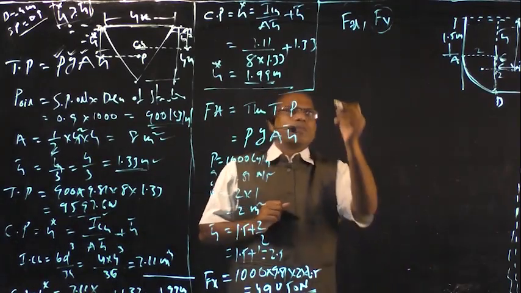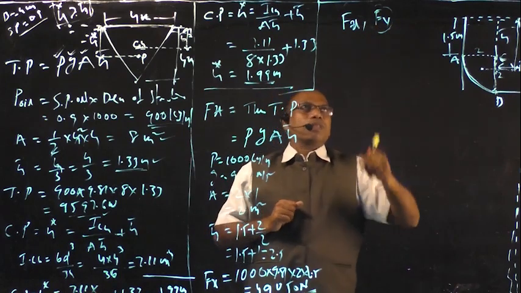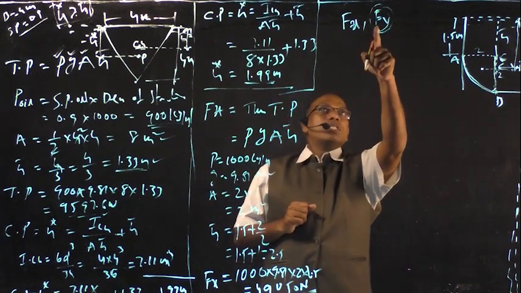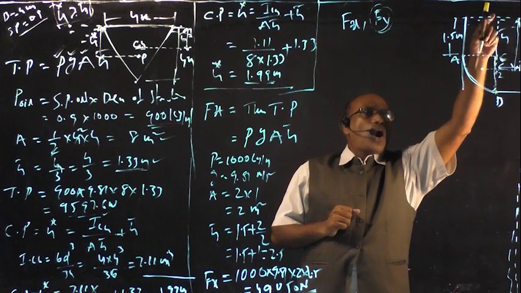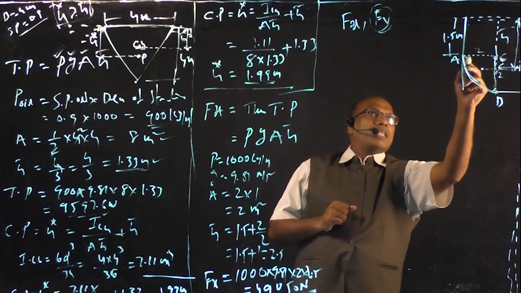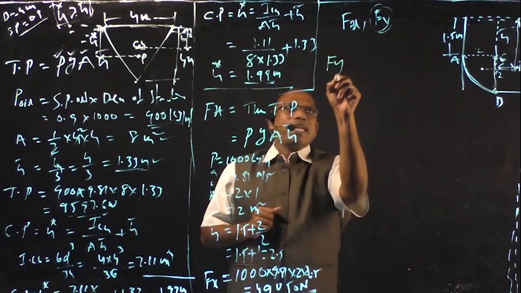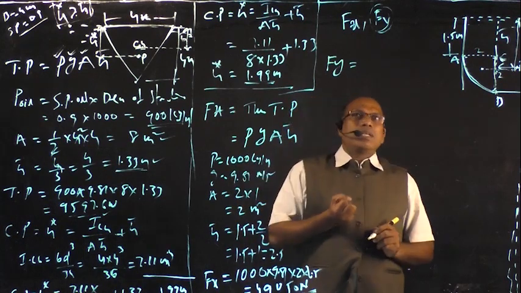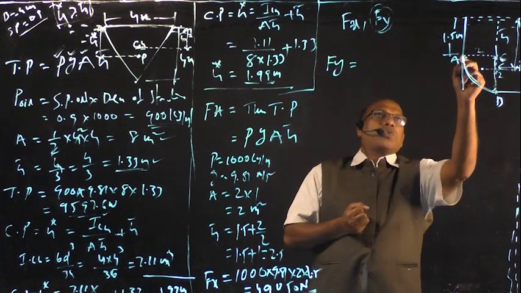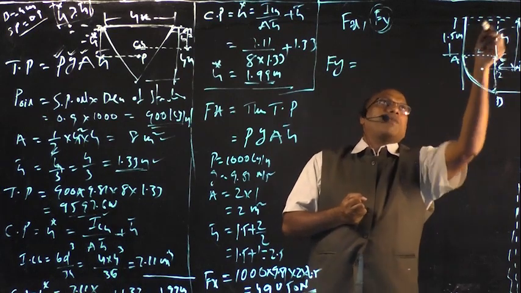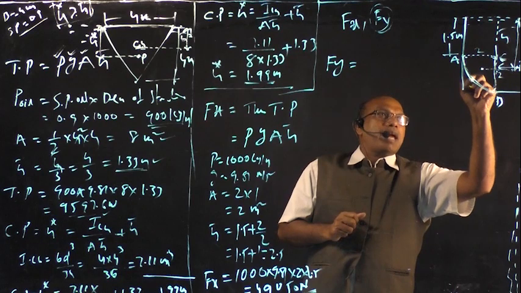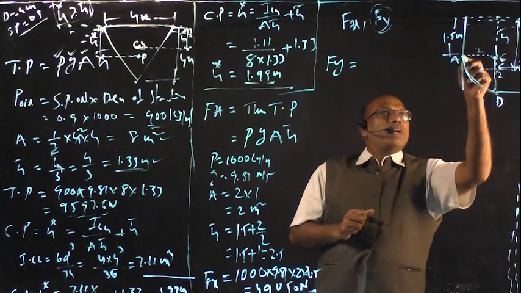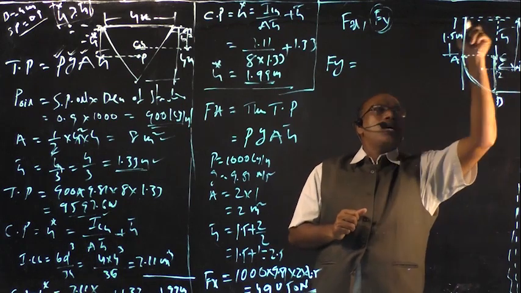Next, vertical force. Vertical force is denoted by Fy, exerted by water on the curved surface. That means Fy is equal to the weight of the fluid element on the curved surface up to the free surface. Weight of the water supported by AB up to the free surface.